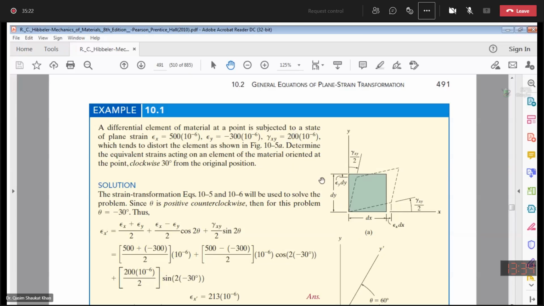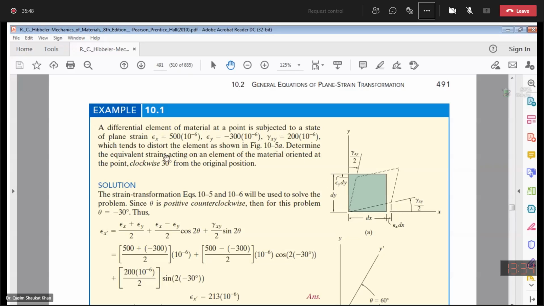And then the shear strain, you can see this actual element. In the actual element, this angle is 90 degrees. So this angle AOB in the deformed shape has reduced. So it means your shear strain is positive, which tends to distort the element as shown in the figure.